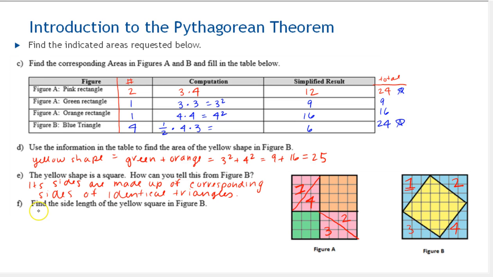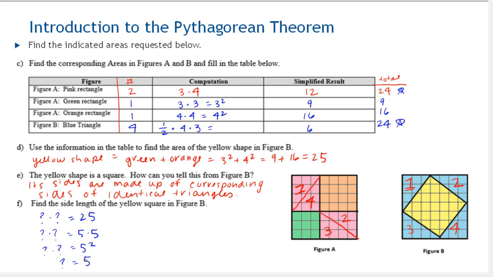Now we're asked to find the length of the yellow square in figure B. Well, since it's a square, we know that its side length, which is the same value times itself, equals 25. So we want to find that side length. Well, notice 25 is 5 times 5, which is 5 squared. So this is asking us what number multiplied by itself gives us 5 multiplied by itself. So that means our side length must equal 5. And this is the idea of a square root, which we'll look at soon in future videos. So what number times itself equals 25? That number is 5.